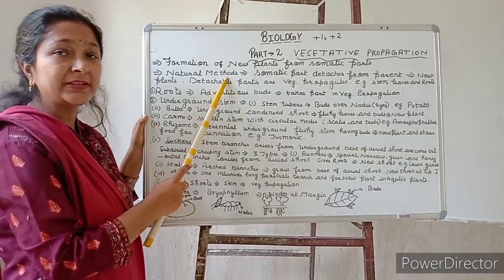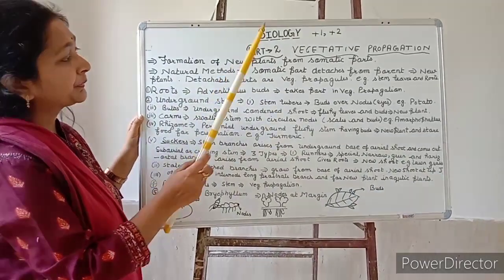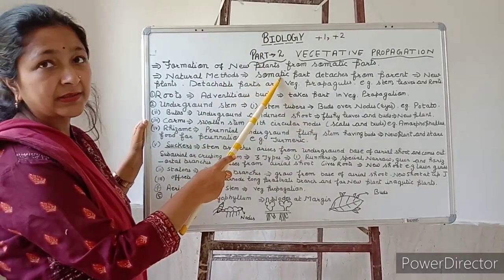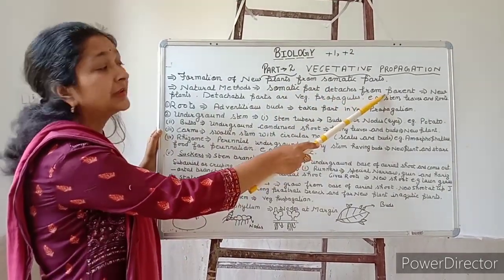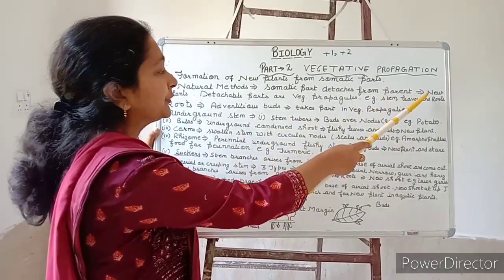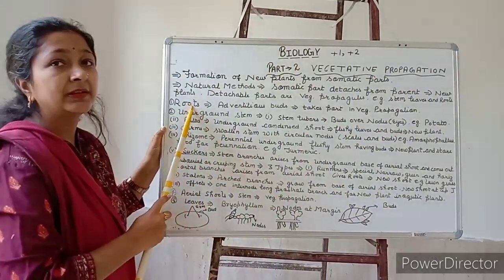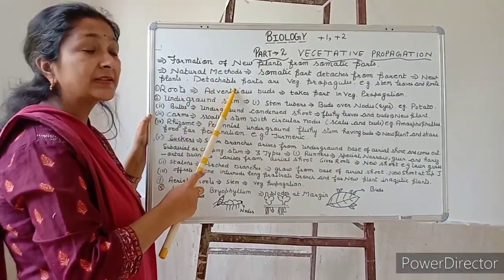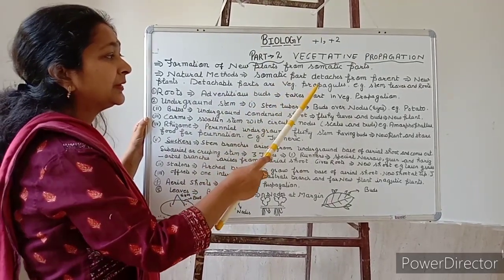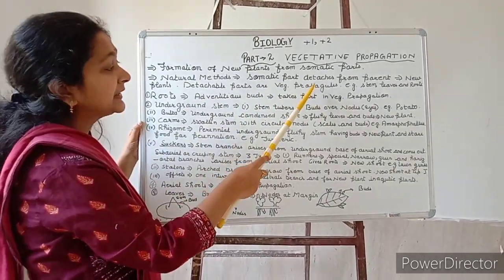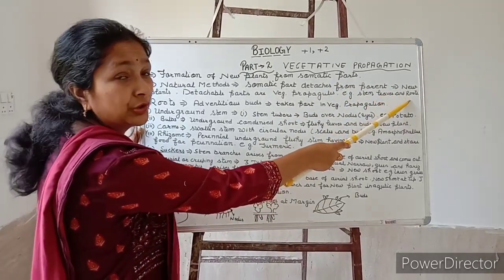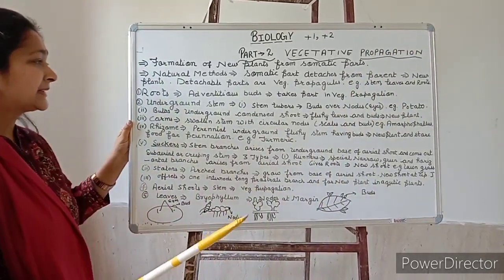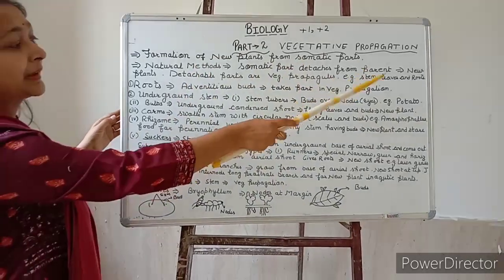In nature, vegetative propagation occurs when somatic parts like leaves and stem detach from the parent. After detachment, they will form new plants. So these detachable parts are known as vegetative propagules, and these propagules are of stem, leaves and roots. Next, we will discuss one by one.